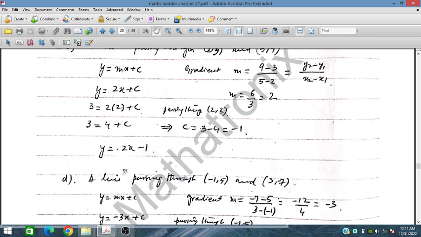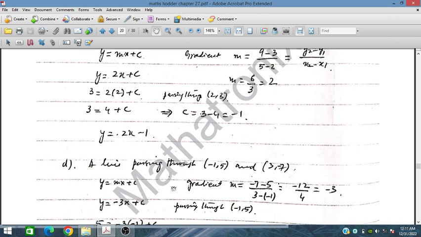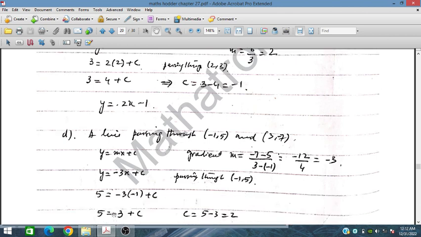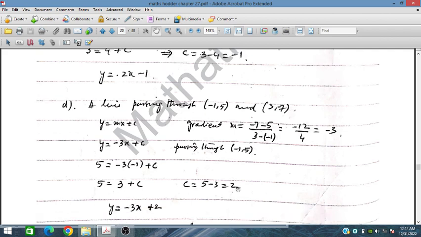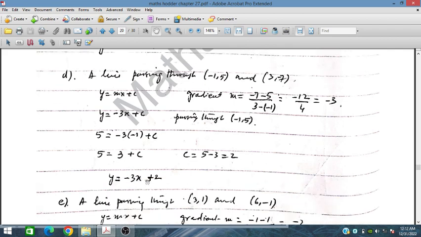So this is the required equation. A line passing through this minus 1, 5 and 3 comma minus 7, and the gradient is obtained as minus 7 minus 5 over 3 minus 1, so this is minus 12 over 4, so this is minus 3, and this is passing through this 1 comma 5, so 5 equals minus 3 times minus 1 plus c, so c is equal to 2, so y is equal to minus 3x plus 2.